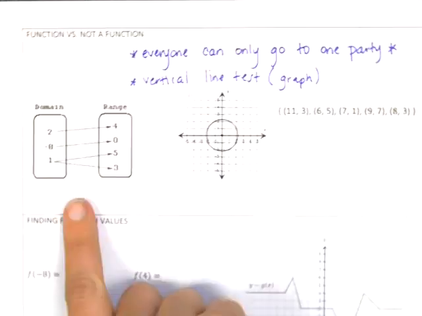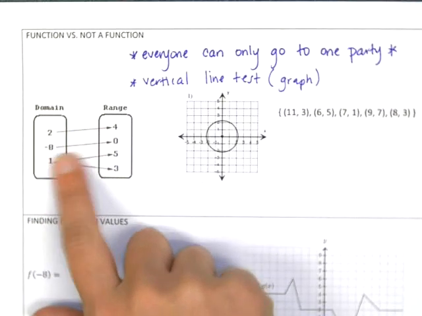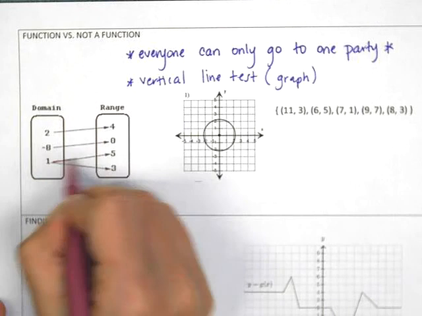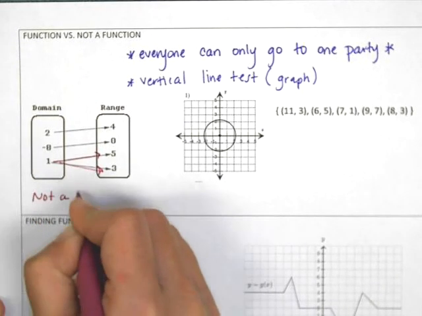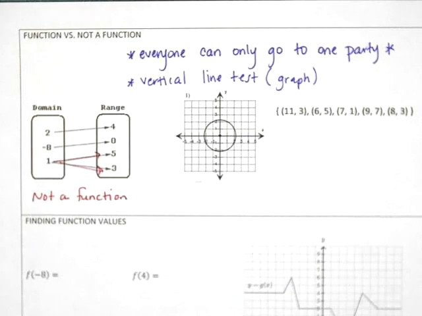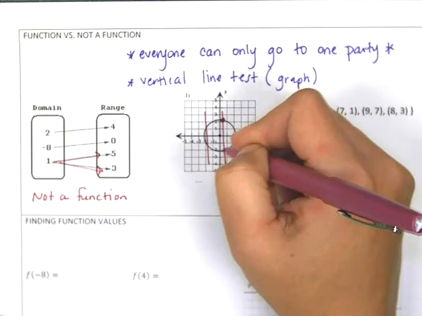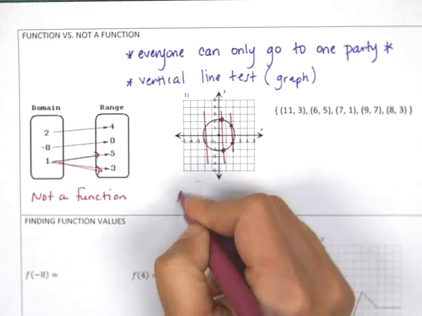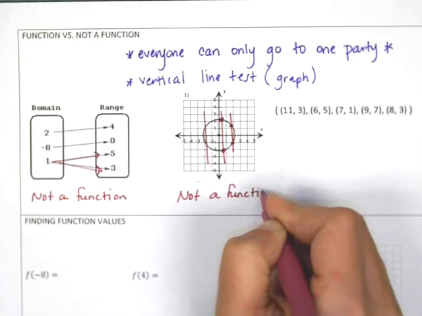So in this first problem, if I look at the inputs, 2 is going to 4's party, negative 8 is going to 0's party, but 1 is trying to go to 2 different parties, which is not allowed. So I would say that this is not a function. In the second picture, if I draw a bunch of vertical lines, I can see that every time I draw a vertical line, it crosses the graph more than one time. So I'm trying to go to too many parties, so this is not a function.